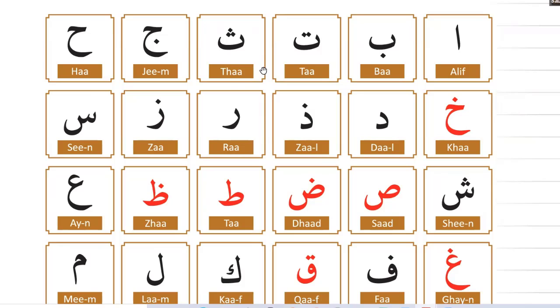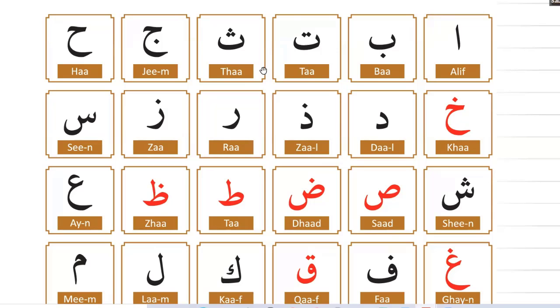And you can say that this is also a tongue letter, because your tongue will come out. So thal, thal. No buzzing sound, right? This is a soft letter. So dal and thal.